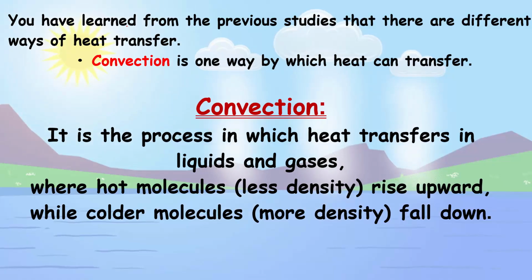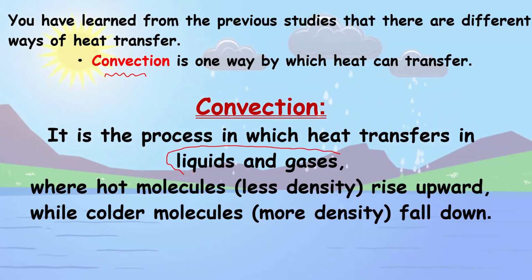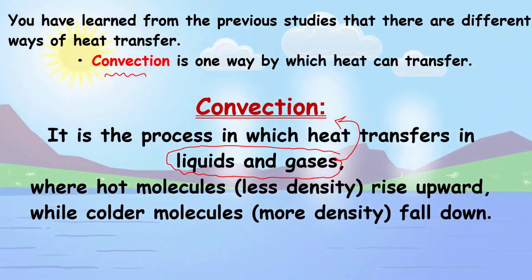You have learned from the previous studies three different ways of heat transfer, and convection is one of them. What is meant by convection? It is a way by which heat can transfer. It is the process in which heat transfers in liquids and gases. So convection is concentrated in liquids and gases, or it is the way to transfer heat in liquids and gases.